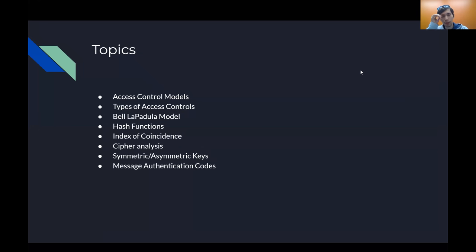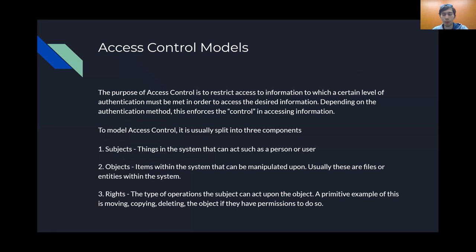Within access control models, from a general standpoint, the access control model is used to restrict information to a certain level of authentication, so that the user needs to provide an authentication method to be able to access the information that he or she wishes. The access control model is usually split into three components, listed on the screen as subjects, objects, and rights.